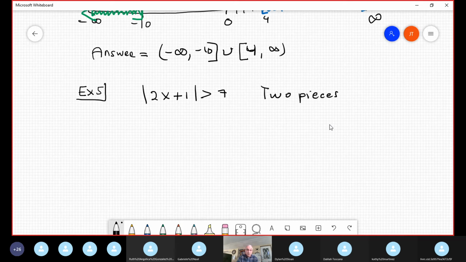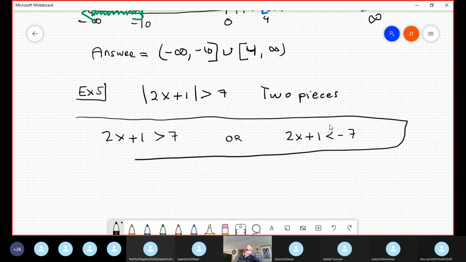What are the two pieces? Well, I copy two times the expression inside the bars, and you put greater than 7 and less than negative 7. So you reverse the sign, greater than, less than, and you put the opposite sign on the right-hand side. The right-hand side you copy two times, positive and negative. And we're connecting this by OR. In that moment, we have one big compound inequality that we can solve.